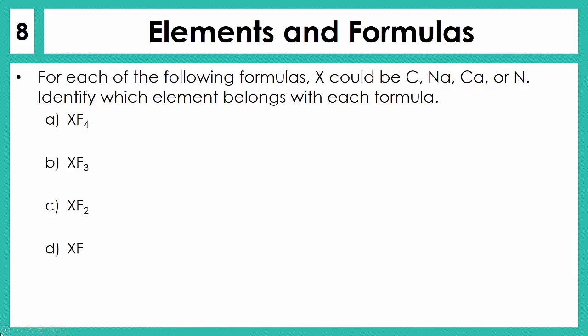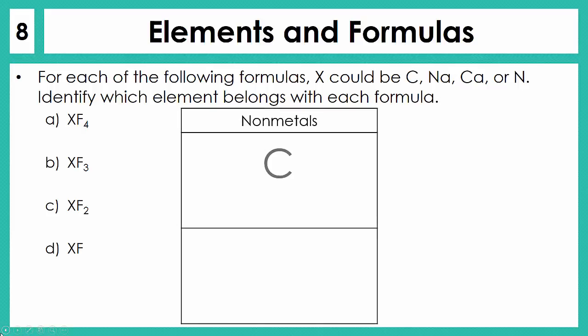Identify which element belongs with each formula. So let's start by looking at our nonmetals. We've got carbon and nitrogen as our nonmetals. So if I look at the electron configuration for carbon, I see that it's going to have 4 valence electrons.